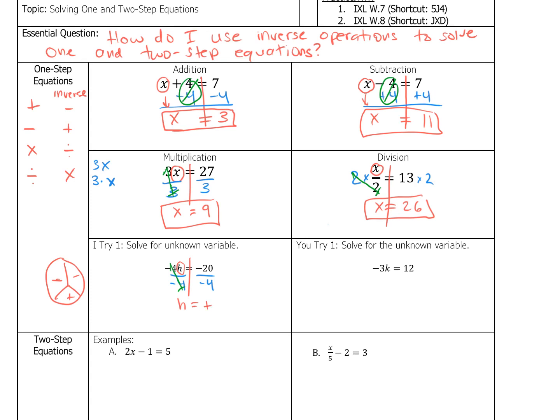Then 20 divided by 4 is 5. Or you could write it as h equals 5. Pause the video and try number 1. And then once you're done, you could unpause it and move on.